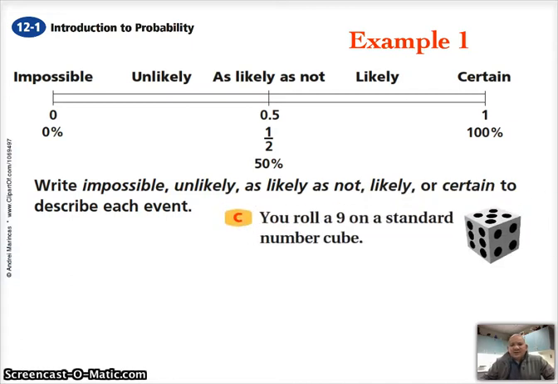Let's go ahead and look at the next one. If you roll a 9 on a standard number cube. Well, on a standard number cube, there are only 6 possibilities, and they're numbers 1 through 6. A 9 doesn't factor into a standard number cube. So what are the chances of rolling a 9? It's impossible.